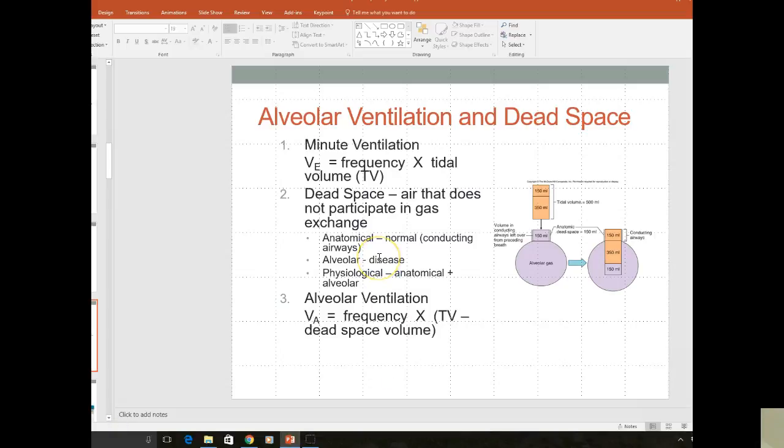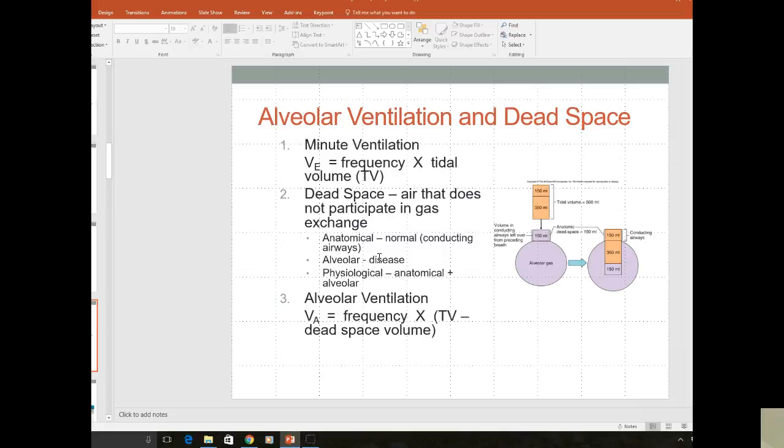Okay, so first I need to define minute ventilation. Minute ventilation is simply the amount of air moving in and out of your lungs per minute. So it is going to be equal to the frequency of breathing times the tidal volume, just the air moving in and out of your lungs. Dead space is air that goes into your lungs but doesn't actually participate in gas exchange.